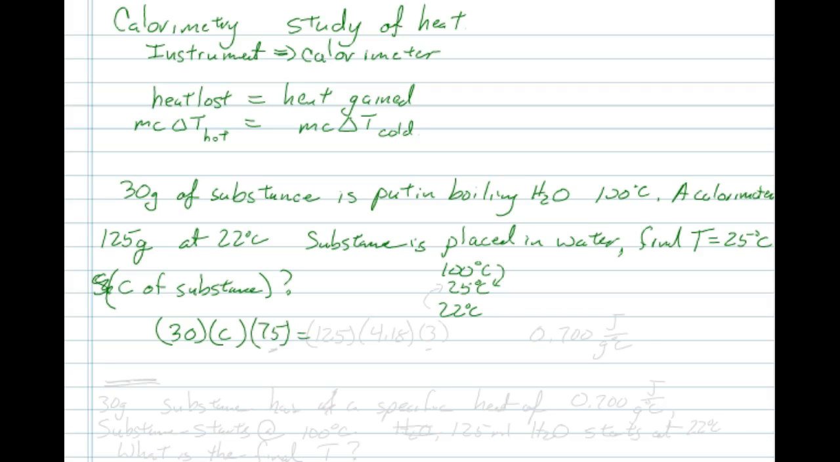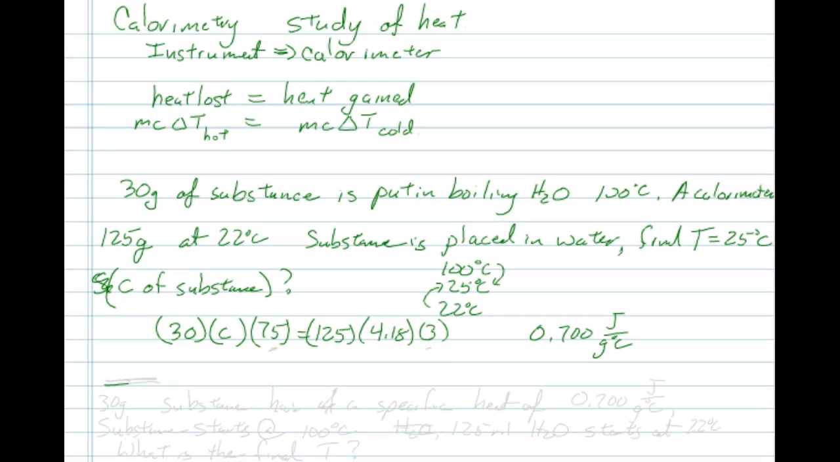The mass of the cold substance, which in this case is water. Now they don't mention the specific heat of water, but we should know that's 4.18, times the change in temperature of the water. The water started at 22 degrees and went up to 25, which is a change of 3. Solve for C, and you get a value of 0.700 joules per gram degree Celsius.